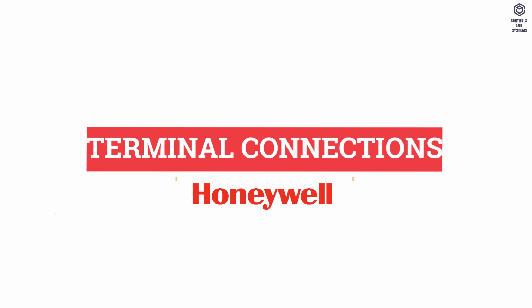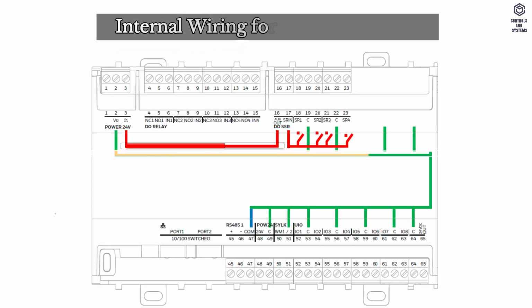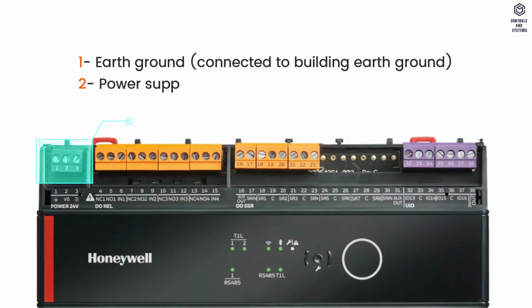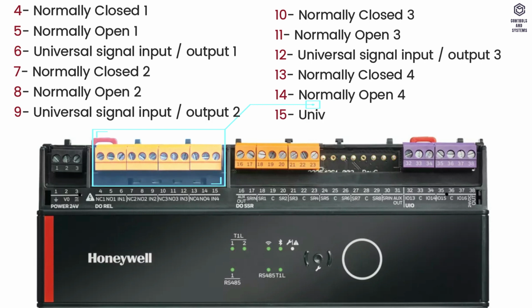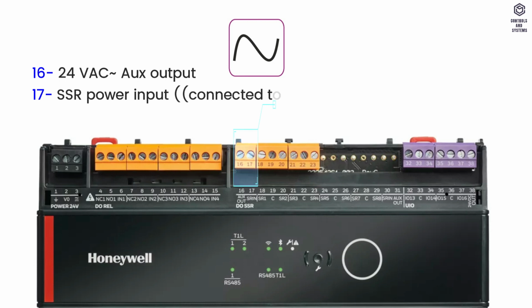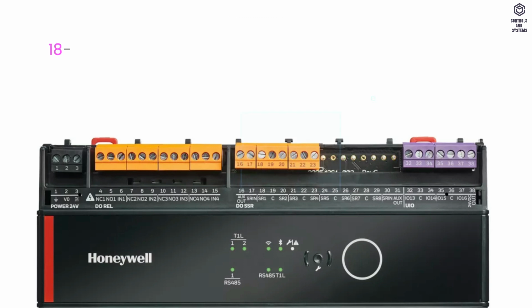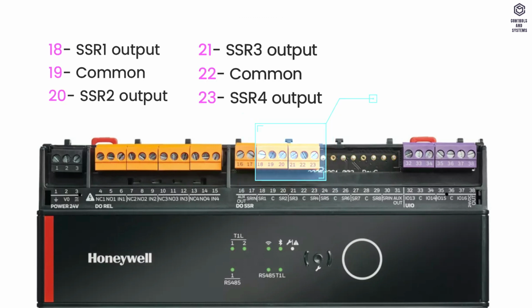Terminal connections. This diagram indicates the internal wiring for a large controller, and this diagram indicates the internal wiring for a small controller. Terminals 1 to 3 are the controller power supply. Terminals 4 to 15 are digital output relays. Terminal 16 is 24-volt AC auxiliary output. Terminal 17 is solid-state relay power input. Terminals 18 to 23 are solid-state relay outputs and commons.